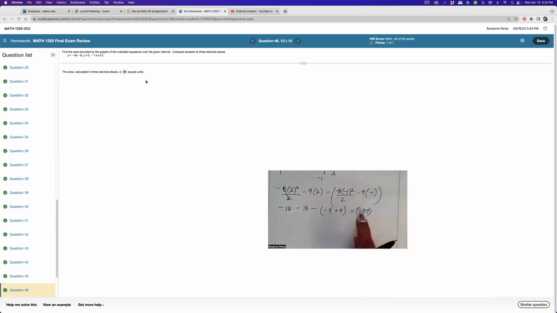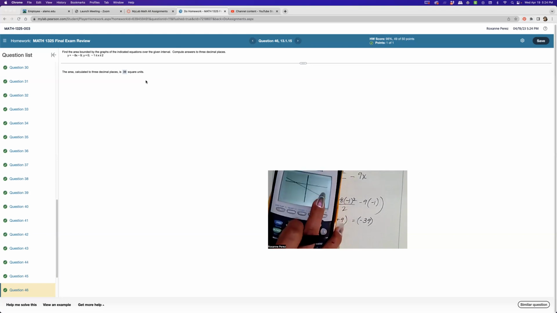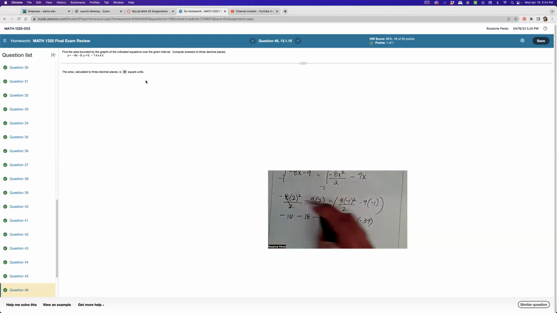But again, remember, because our graph is below the x-axis, we need to also multiply it by a -1. So that'll give us a +39.